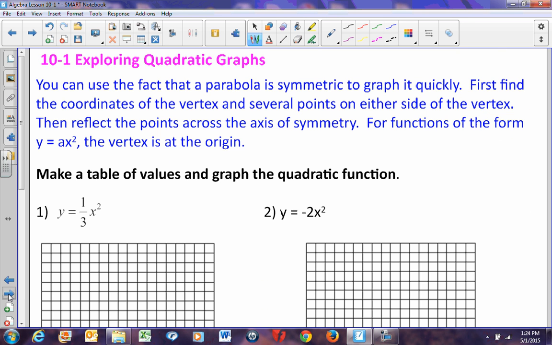Now you can use the fact that a parabola is symmetric to graph it very quickly. I did that when I did the first one. First, find the coordinates of the vertex and 1 or 2 points on either side of the vertex, and then reflect those points over the axis of symmetry. For functions in the form y = ax², the vertex is always going to be at the origin. So let's make a table of values and graph a couple of quadratic functions.